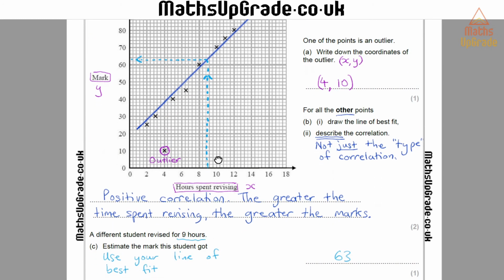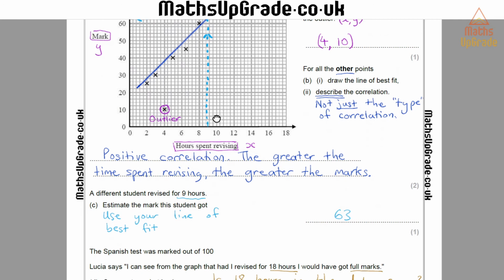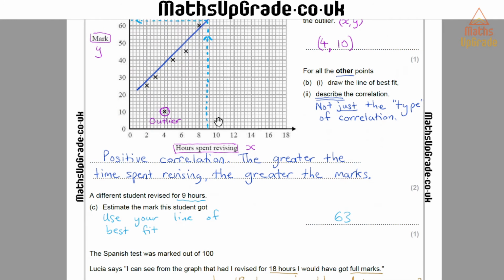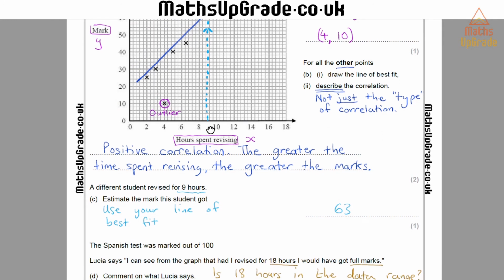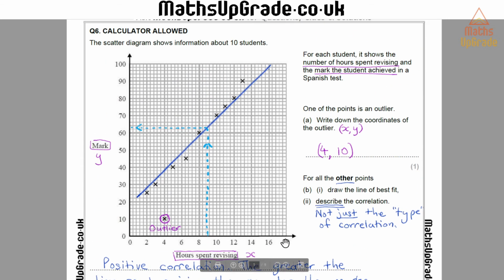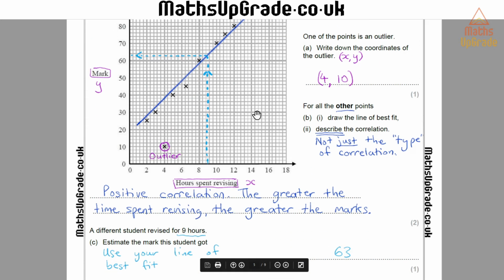In the last part of the question, for another mark, we're told that the Spanish test is marked out of 100, and Lucia says, "I can see from the graph that if I'd revised for 18 hours, I would have got full marks." You need to comment on what she says. First of all, is 18 hours in the data range? Our data range here, from this graph, is between 2 hours and 13 hours. 18 hours is not within that data range, right?